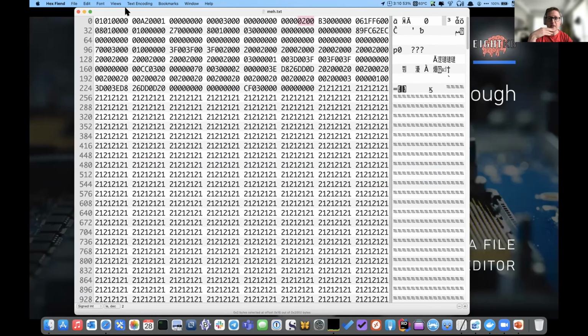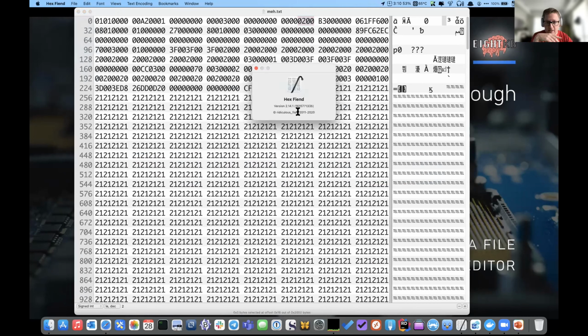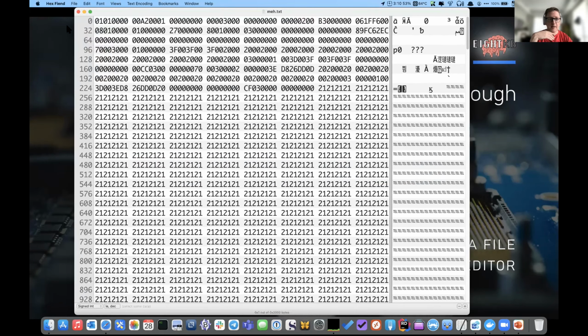So this is a Mac that I'm using. This is an application called Hex Fiend, which is a free tool. It's made by somebody called Ridiculous Fish, and it is fabulous. This is a data page.